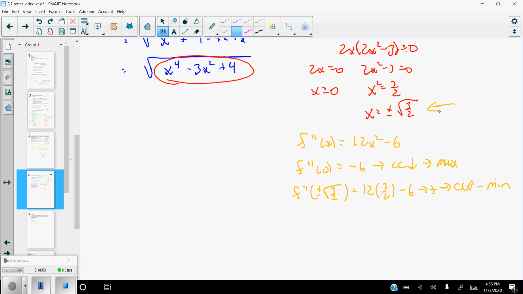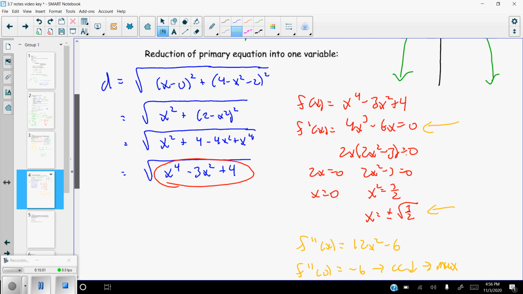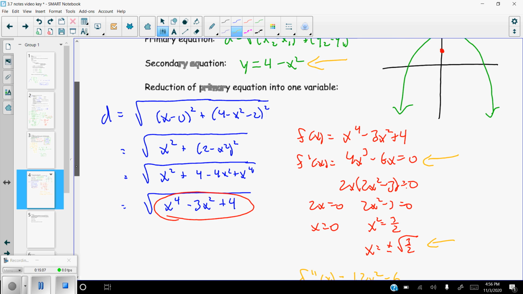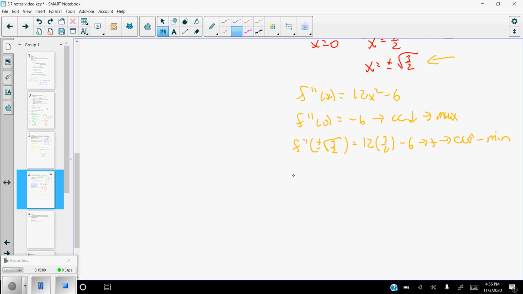So we just need to find the actual points. I'm going to plug positive and negative root 3 over 2 back into this equation right here, so we're going to get 4 minus those square roots to find the y values. So 4 minus plus or minus root 3 over 2 squared. Again, root 3 over 2 squared is 3 halves. So 4 minus 3 halves.